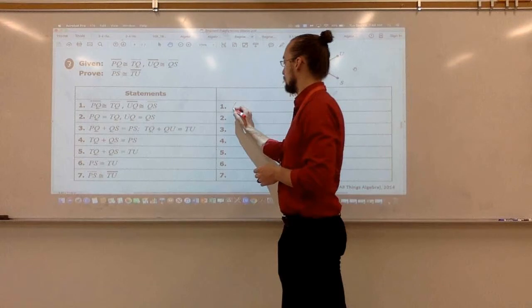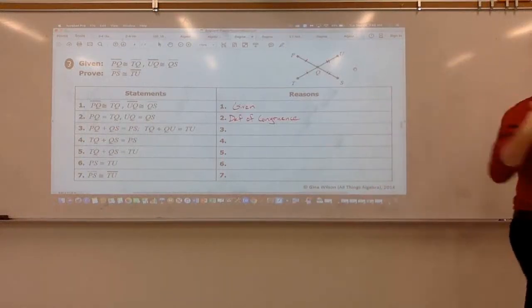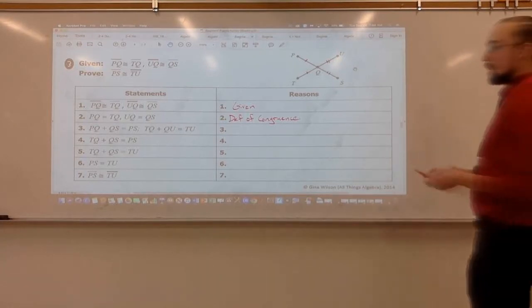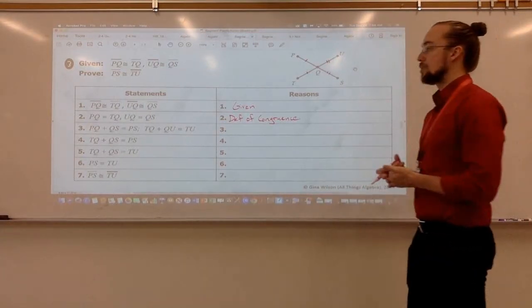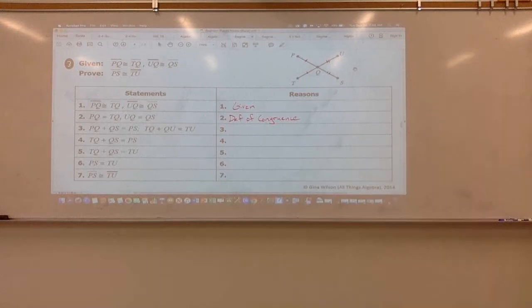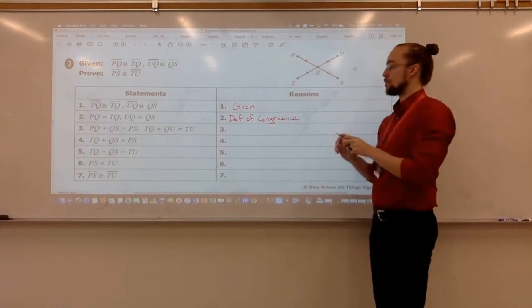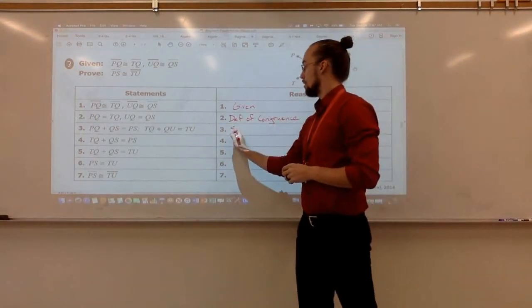Well, then how do they conclude that PQ is equal to TQ and QU? The lengths are equal, then the segments are congruent. Then how do we claim that PQ plus QS equals PS and TQ plus QU equals TU? Well, we're just saying this piece plus this piece equals the whole thing.